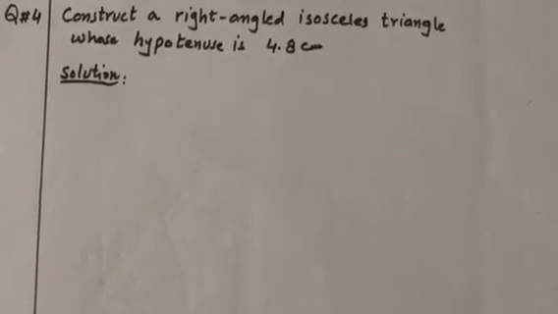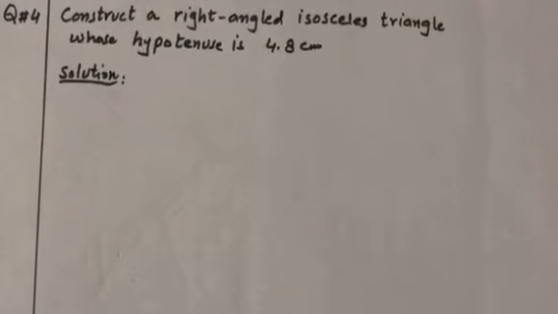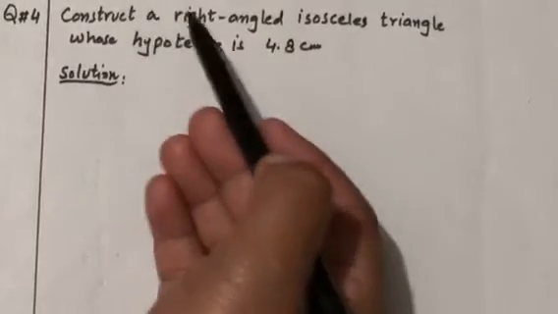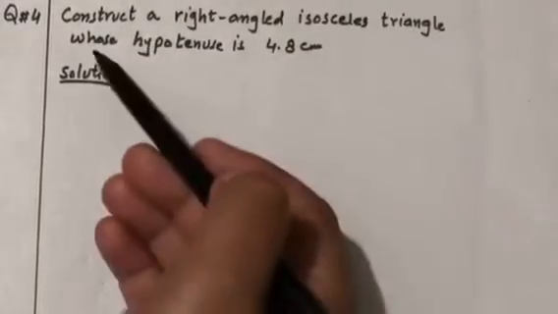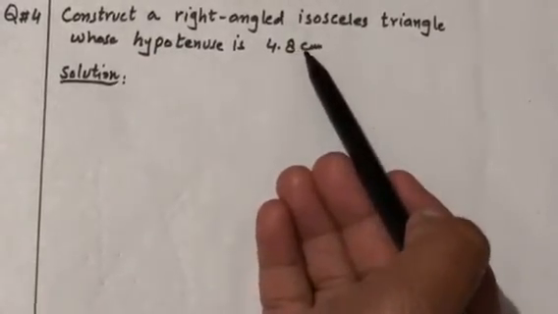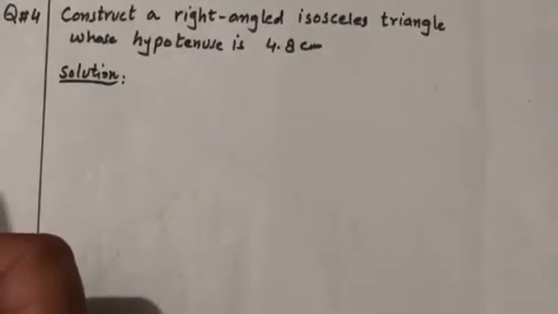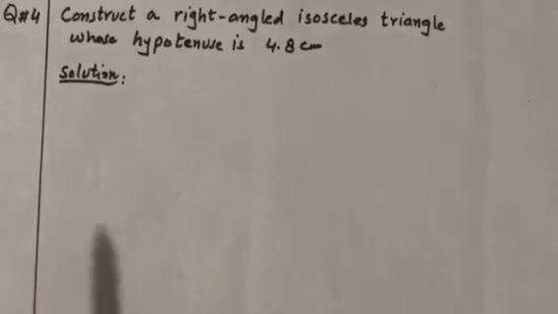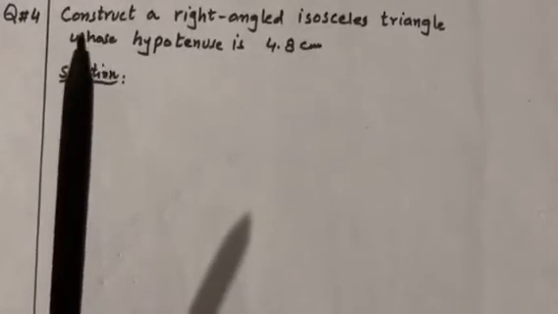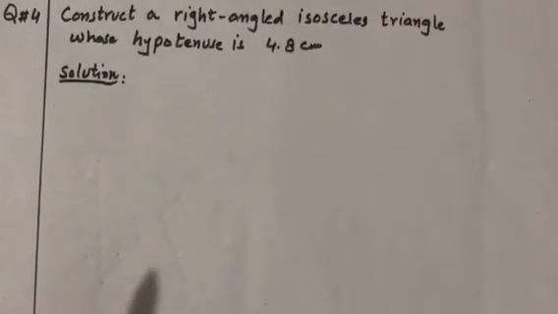Okay students, now we are going to solve question number 4 of exercise 17.1. The statement of question number 4 is: construct a right angled isosceles triangle whose hypotenuse is 4.8 centimeter. An isosceles triangle is a triangle in which two sides are equal. So it is a right angled isosceles triangle that we are going to construct.